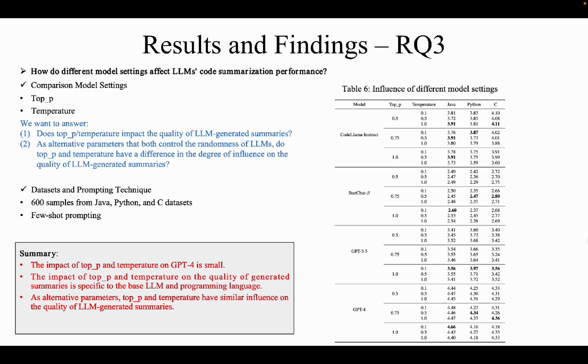Due to time limits, I will directly introduce our findings, and for more details, you can refer to our paper. So we observe that, first of all, the impact of top P and temperature is small, and it is specific to the base LLM and programming language, like whether higher randomness or lower randomness will be better. And as alternative parameters, top P and temperature have similar influence on the quality of generated summaries.